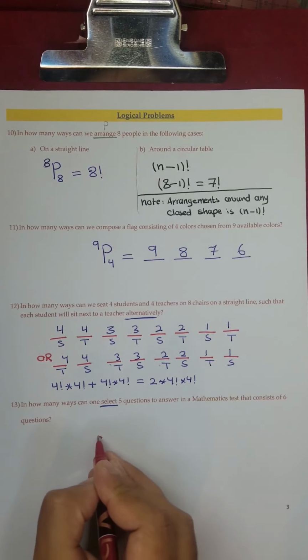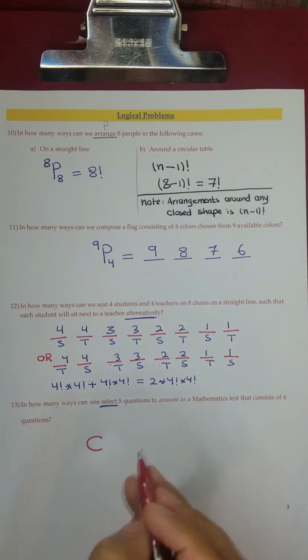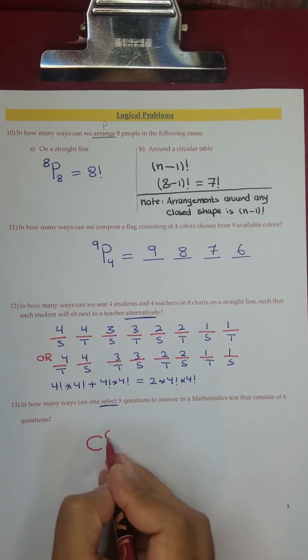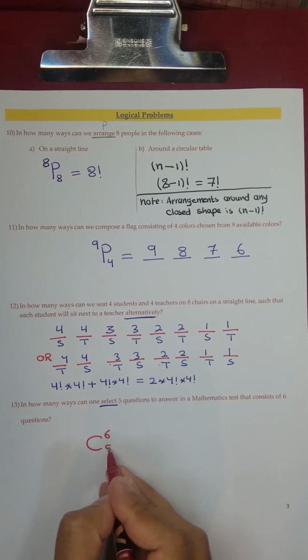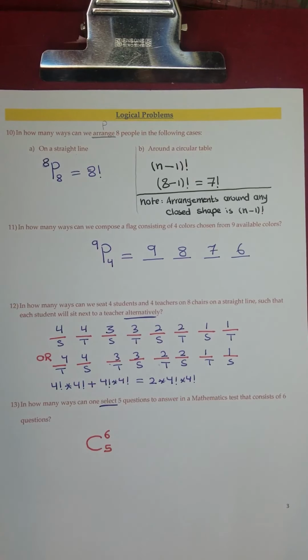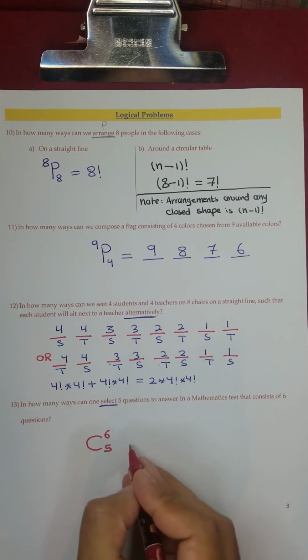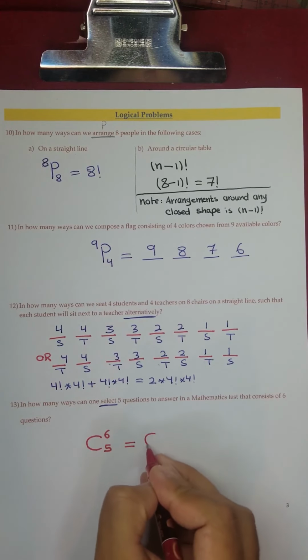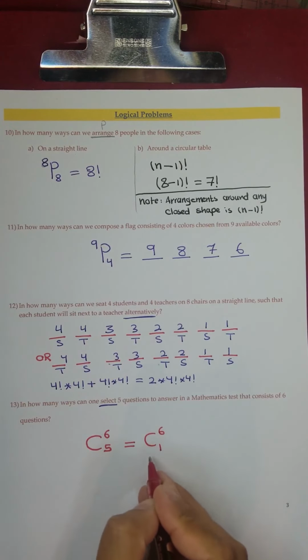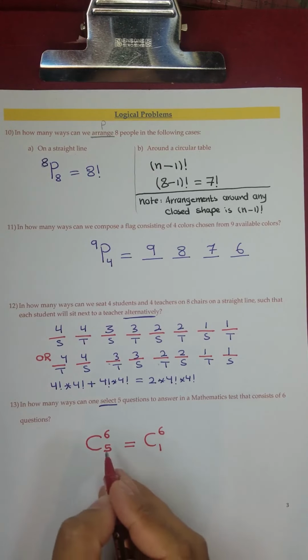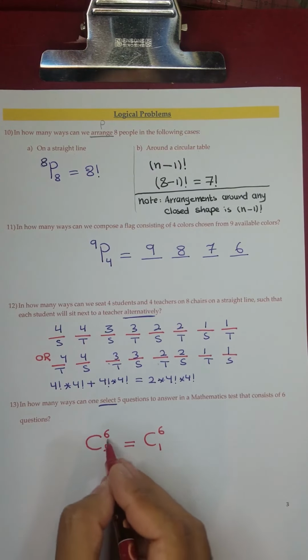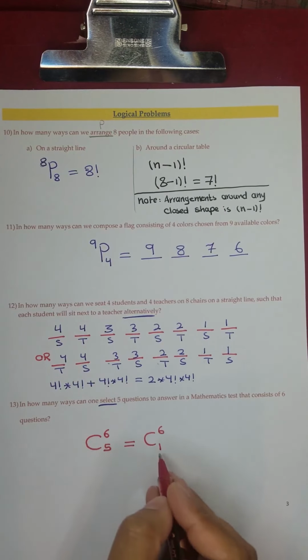So how do we do this? We say the answer is a combination. How many questions do we have? We have 6 questions, and we want to select 5 questions out of them. So this is the answer. Or we can write this answer as 6 combination 1. Why? Because of the reduction rule. 6, 5 is the same as 6, 1. 6 minus 5 is 1. This is the reduction rule.